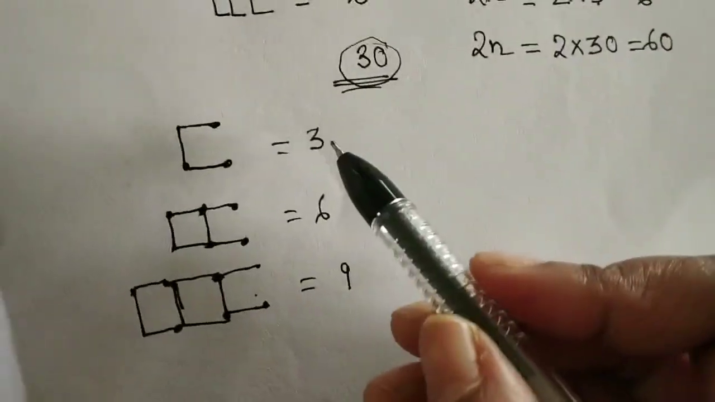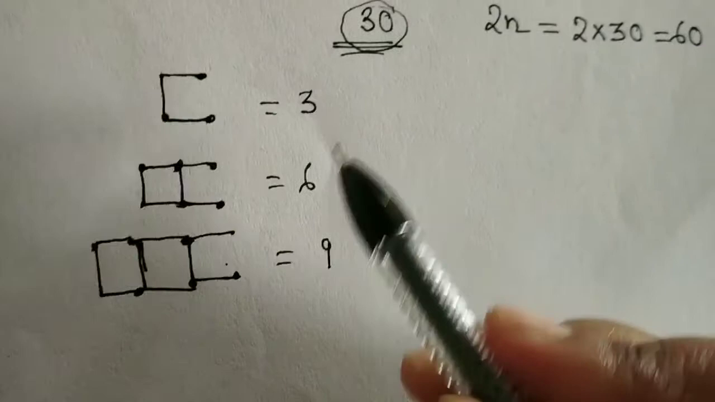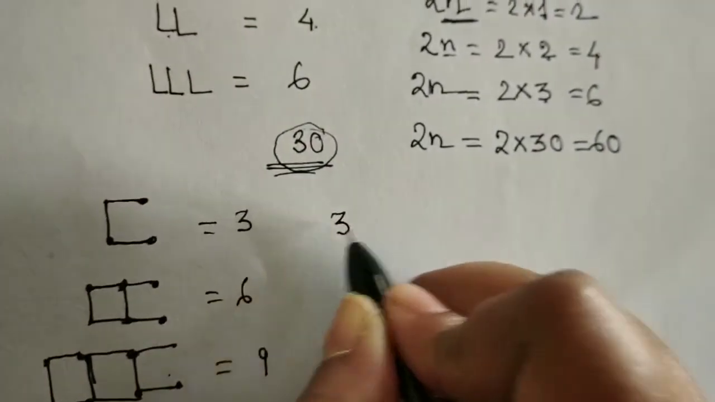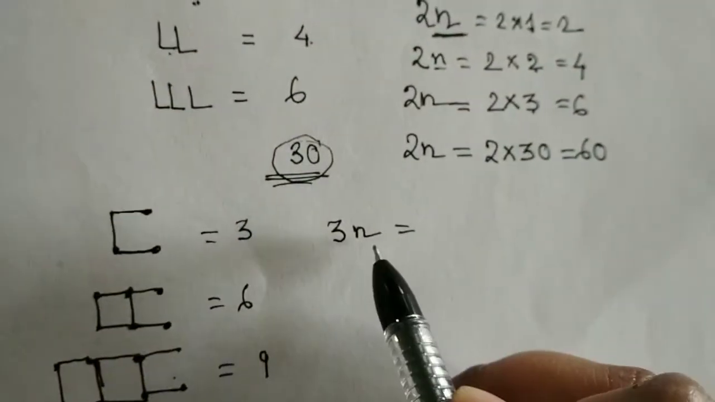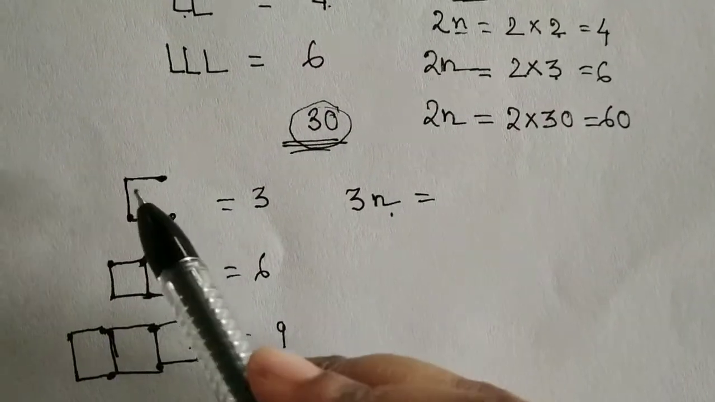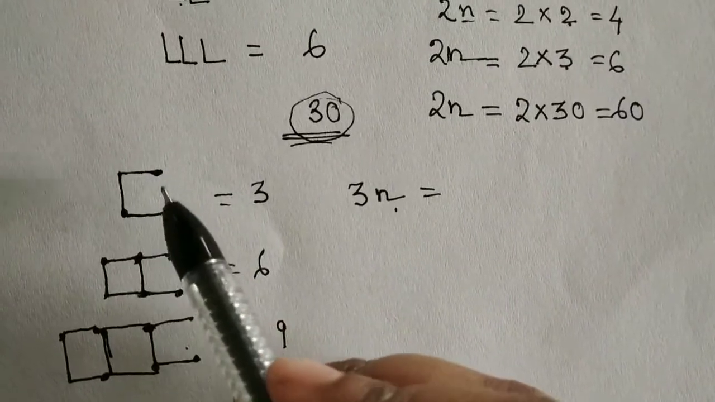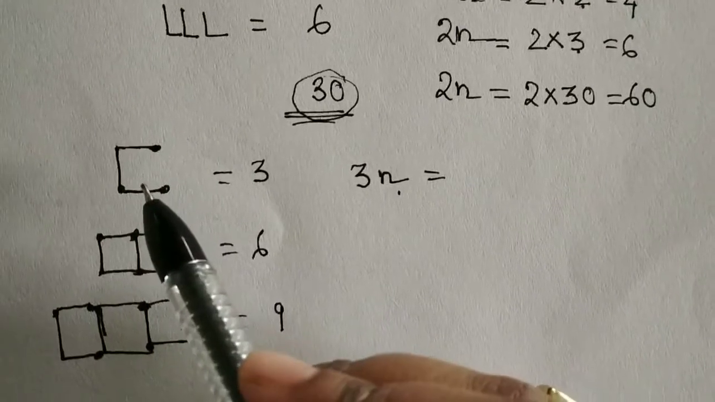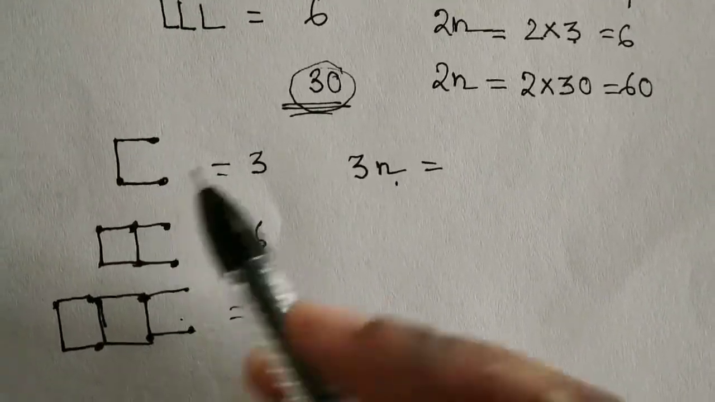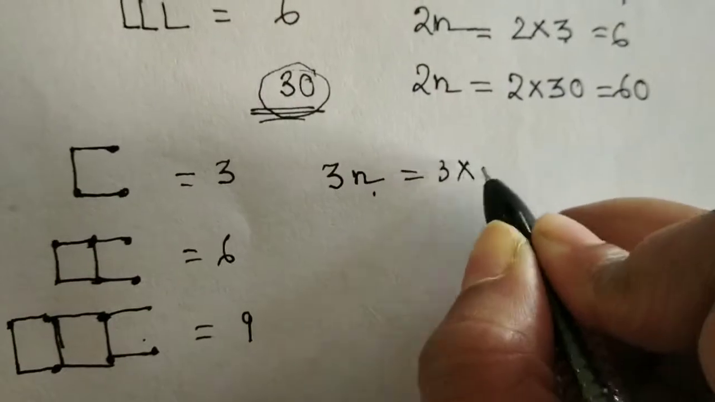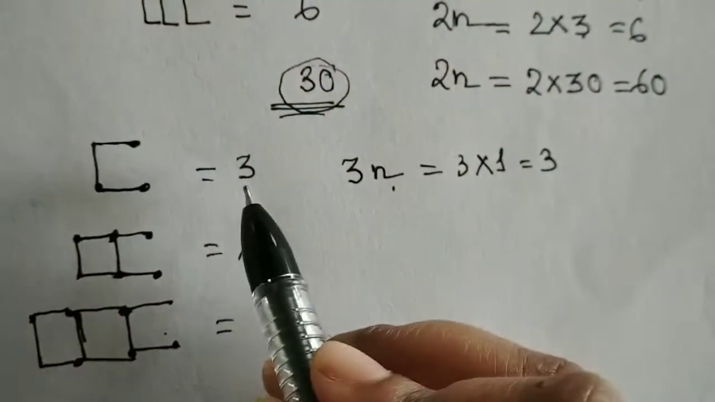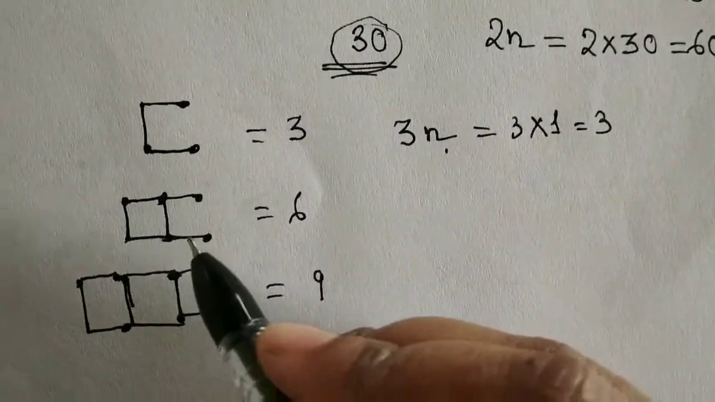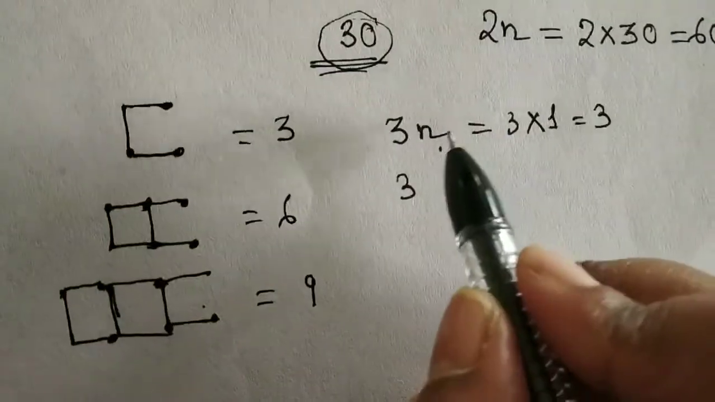So here it is increasing by 3. 3 into 1, 3, 3 into 2, 6, 3 into 3, 9. So here the rule is formed, which is 3n. And here n is equal to the number of letters. So here one letter C is used, so that means n is equal to 1. So number of matchsticks used in 1C is 3.